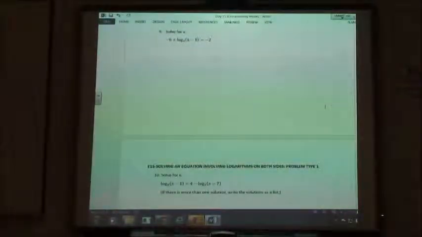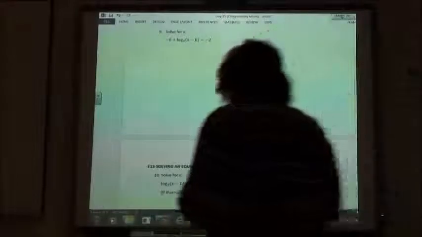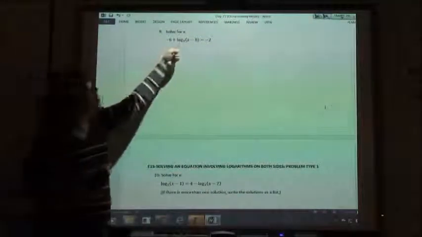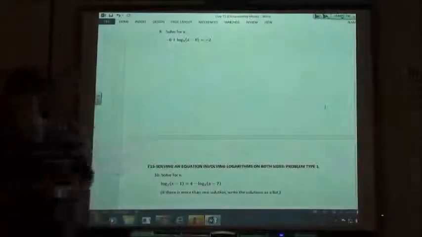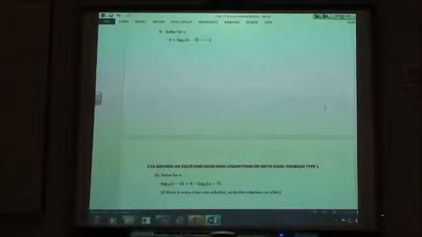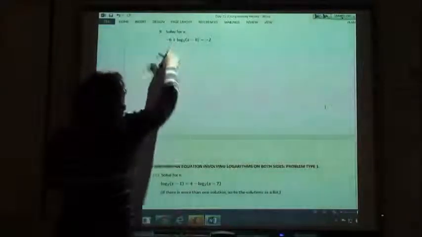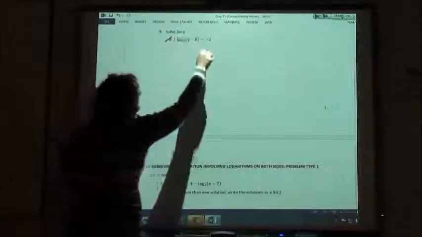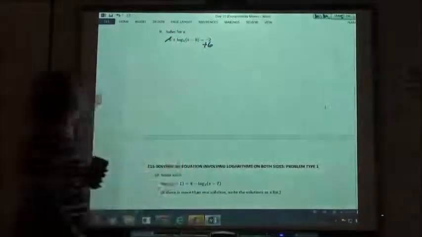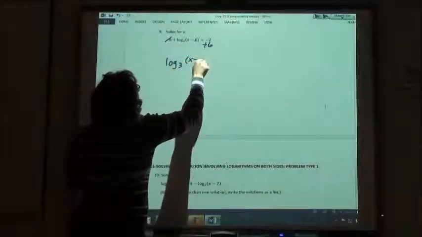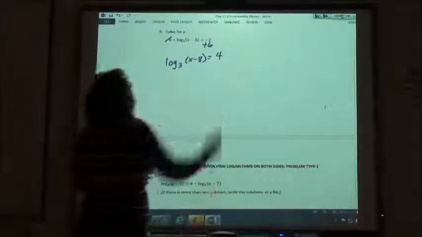All right, number 9. Well, that's a weird one. This is a little bit different, but we know that we have to get this log by itself. We need to move that negative 6 to the other side. What are we going to do with it? We're going to make it a positive 6. It's not right in front where it's a times, it's an adding one, so we move it over by making it the opposite, so we make it a plus 6. So log base 3 of x minus 8 equals 4 then.